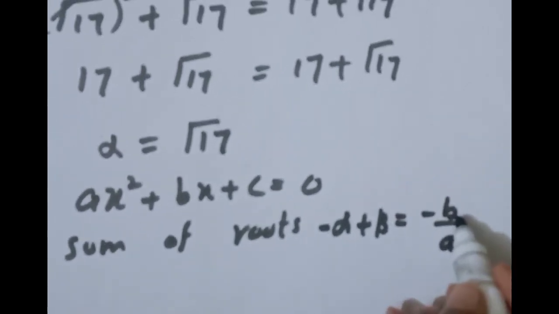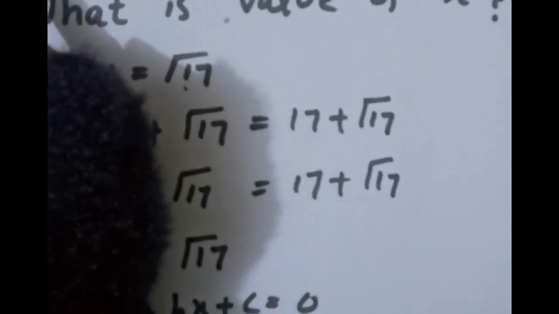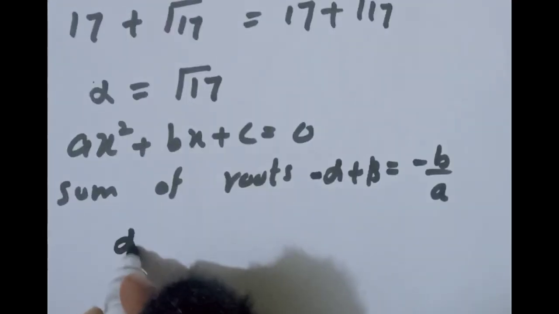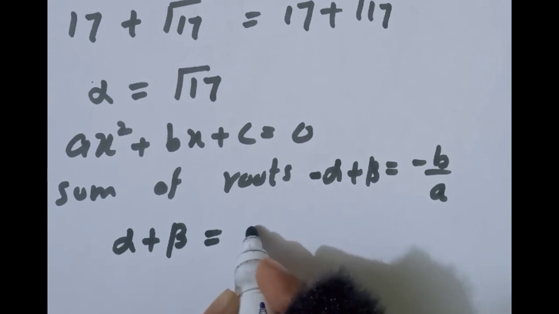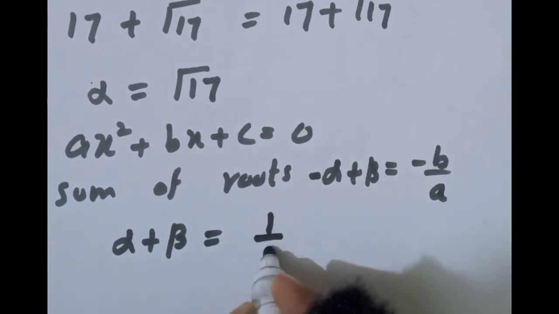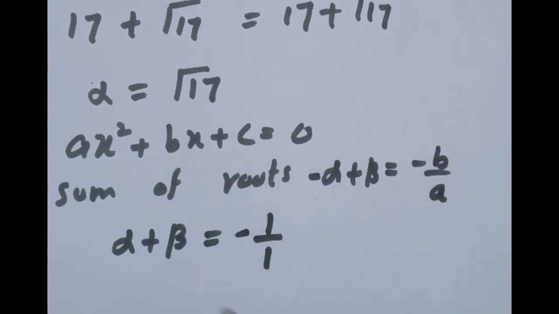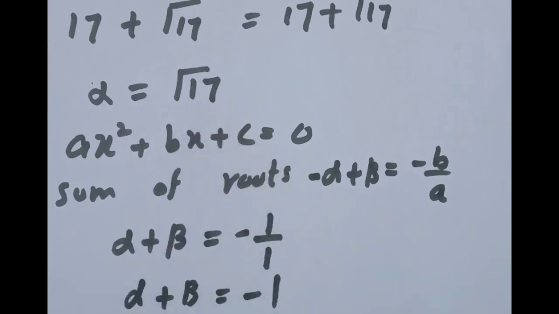Now look at our question. We find the value of a and b. The value of a is 1 and b is also 1. So sum of roots is equal to, in the formula minus b by a, so we write a minus 1 over 1. So the sum of roots alpha plus beta is equal to minus 1. And we know the value of alpha, which is square root of 17. So we replace alpha by square root of 17.